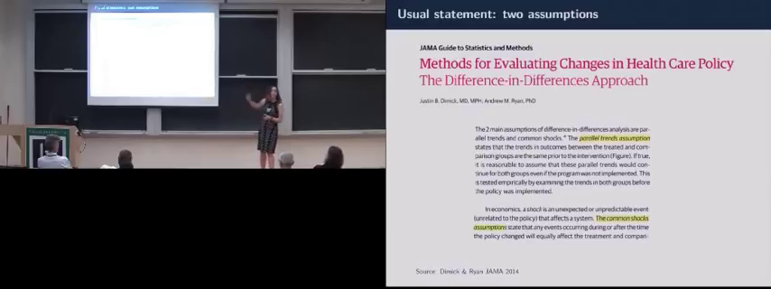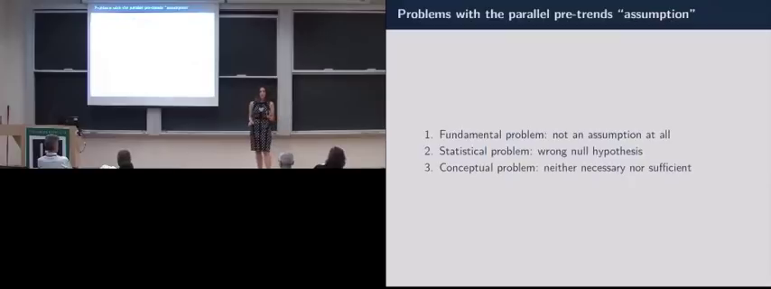I'm going to pick on the parallel trends assumption, and I'm going to pick on it in three ways. My fundamental problem with that assumption is it is not an assumption. Whether the trends were parallel in the pre-period is an empirically testable fact. We've got the data. We can just figure it out, right?